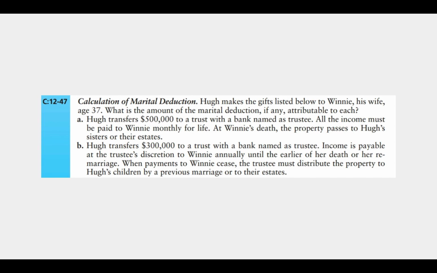B. Hugh transfers $300,000 to a trust with a bank named as trustee. Income is payable at the trustee's discretion to Winnie annually until the earlier of her death or her remarriage. When payments cease, the trustee must distribute the property to Hugh's children by a previous marriage or to their estates.